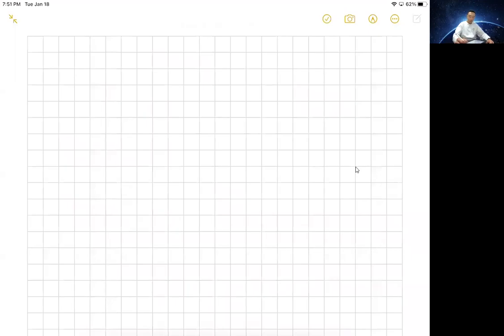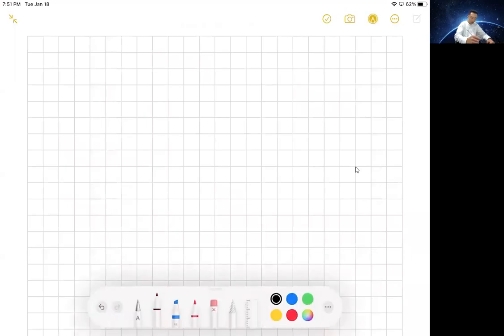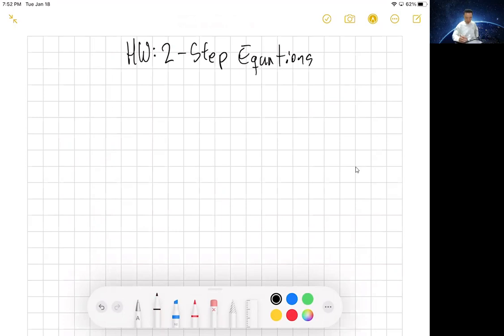All right. So in the previous lesson, we talked about two-step equations. And these are also two-step equations, but exceptions. You're going to be able to recognize these, okay?